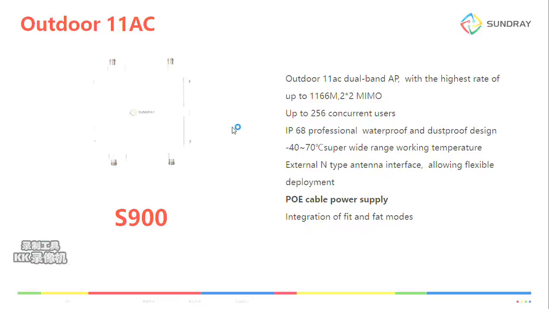Also, as you see, we can use the directional antenna for a point-to-point bridge. For the distance, we have tested 5 kilometers with throughput of around 300 megabit. So in outdoor scenarios, we can use this one for a point-to-point bridge.